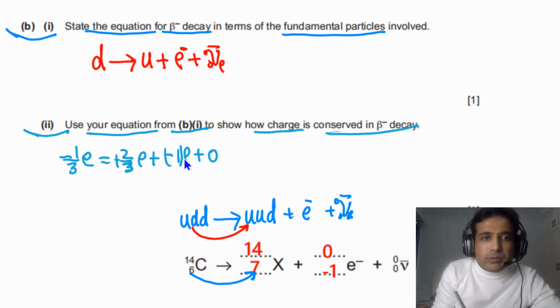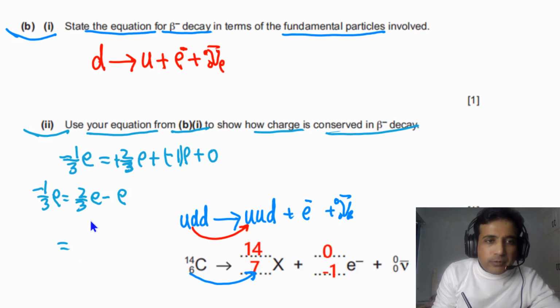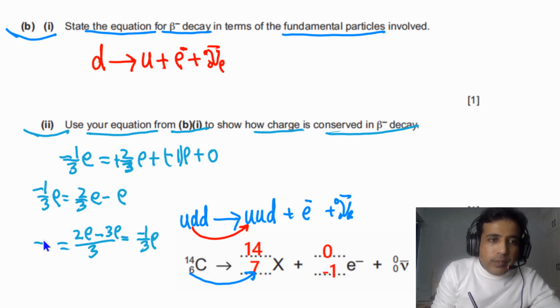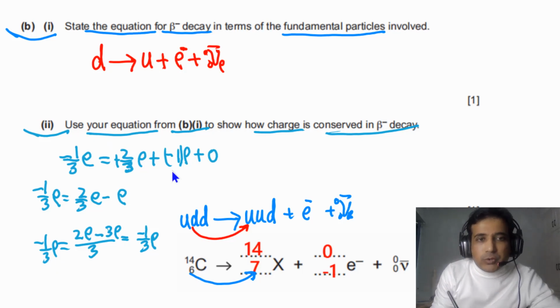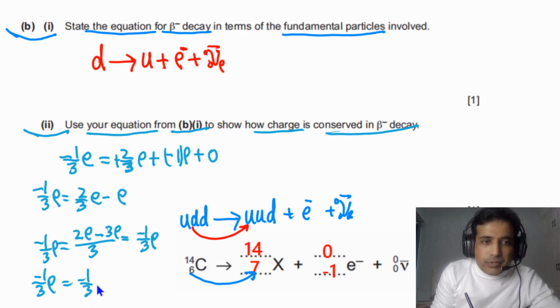So these two should be equal. We can recheck this one. So this side is minus 1 over 3e. And here we have 2 over 3e minus e. So simply we need to check this side. If we take the LCM, we will get 2e here minus 3e here. So we can simplify this one and we will get minus 1 over 3e. As both sides are equal, it means charge is conserved. So this is what you need to write down. In this case, charge is conserved.